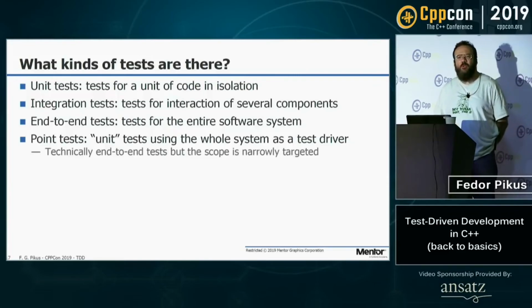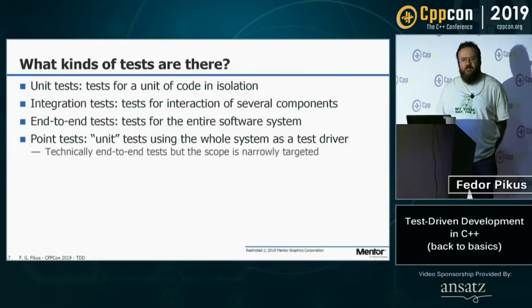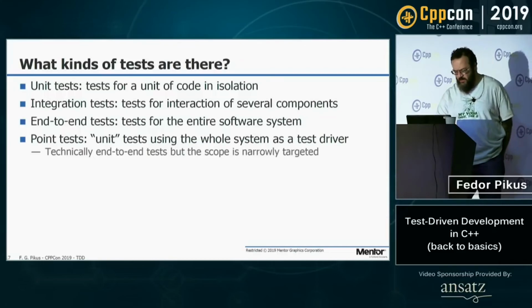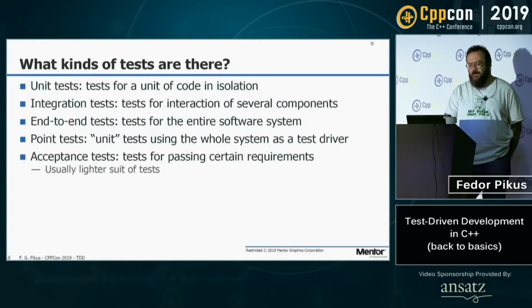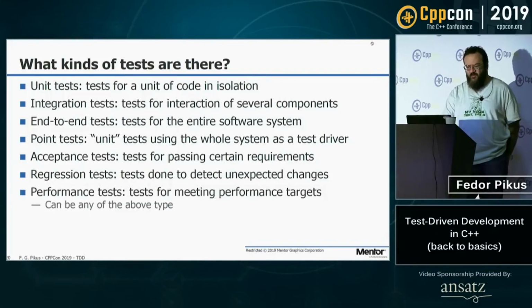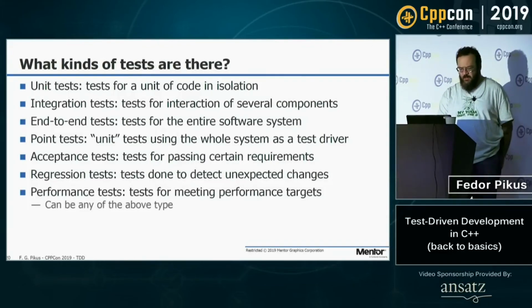There is this thing sometimes called point test. Again, there is no established terminology here. It's kind of like a unit test, but you use the rest of the application as a test driver for the program. Basically, you run the entire program or a part of the program, but you carefully select the input data to test one small chunk of your code. Acceptance tests. This verifies that you pass certain requirements. Regression tests track for changes where you don't expect them. Performance tests can be any of the above. You track performance of your code.